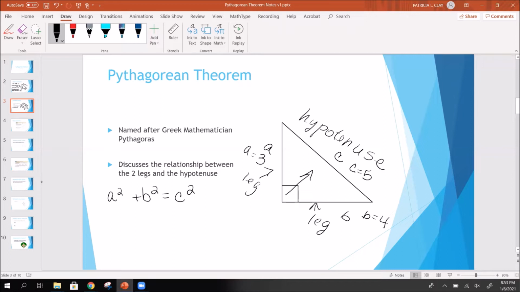So let's plug this in. We have 3 squared plus 4 squared is equal to 5 squared. So we got 9 plus 16, and we got 25. Well, 9 plus 16 is 25. So indeed, they are equal. So check that off. Yay. So that's what the theorem states.